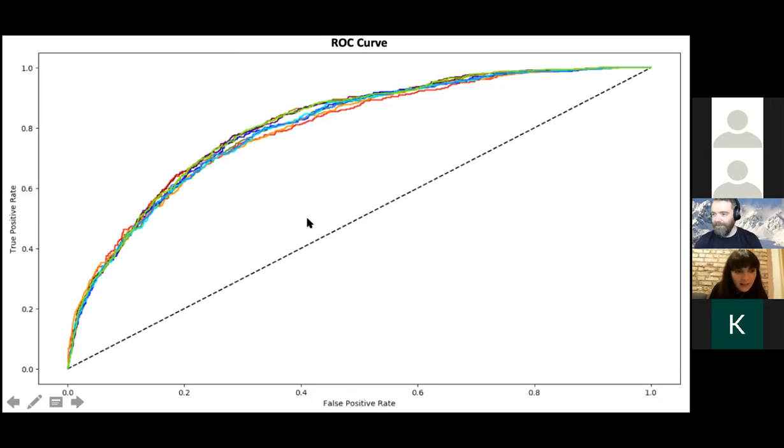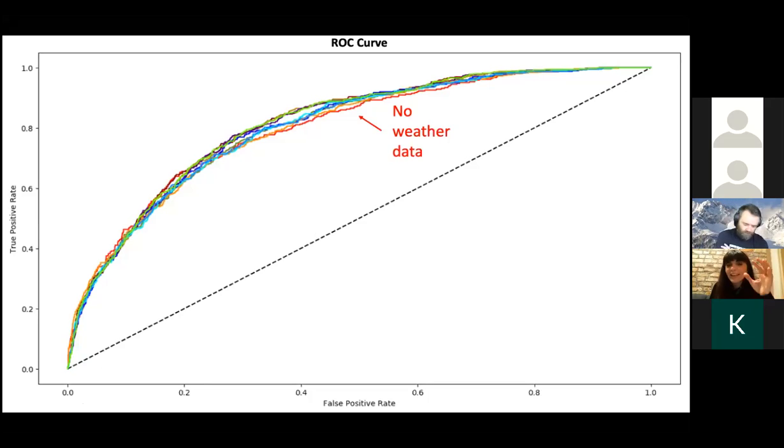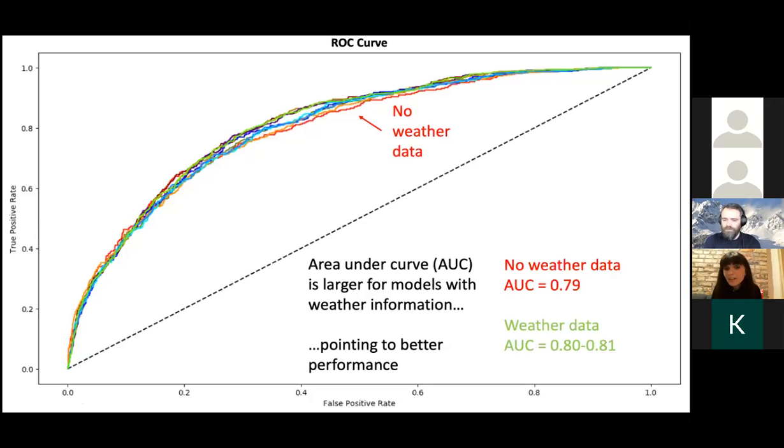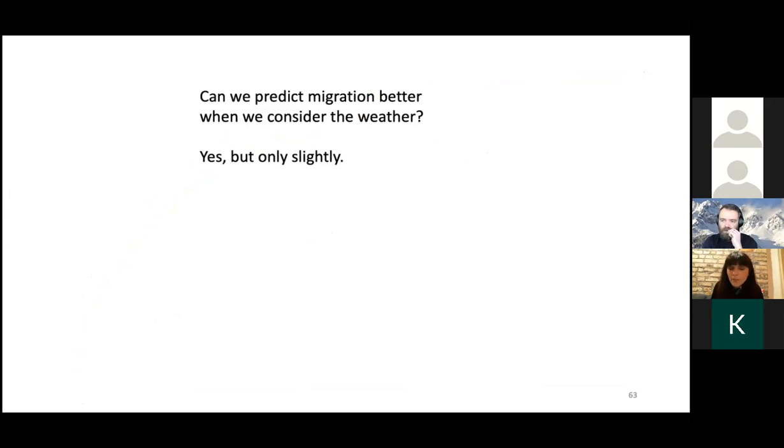Okay, so basically here, this graph is showing the true positive rate to false positive rate. It's a ROC curve. So, with no weather data, basically the higher the curve, the larger the area under the curve, the better the performance. With no weather data, the predictions are slightly less good. And when we introduce weather data, we improve a little bit, but not by a lot. So the area under the curve, where the maximum is 1 with the perfect model, is 0.79 for the model with no weather. When we introduce weather data, it improves only slightly. Now, can we predict migration better with this data? Only slightly.